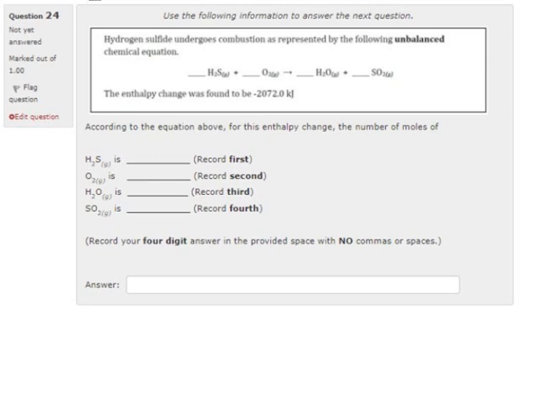And last one, hydrogen sulfide undergoes combustion as represented by the following unbalanced equation. This is not a hydrocarbon like we're used to seeing, so we call this a combustion, but it's not a hydrocarbon combustion. It's a little bit different. It still reacts with oxygen. It still produces steam, but it produces sulfur dioxide instead of carbon dioxide. And they tell us the delta H was this much. But then the question is just, what are the number of moles for each of these things? So I guess they just want us to balance this? Okay. Can do.